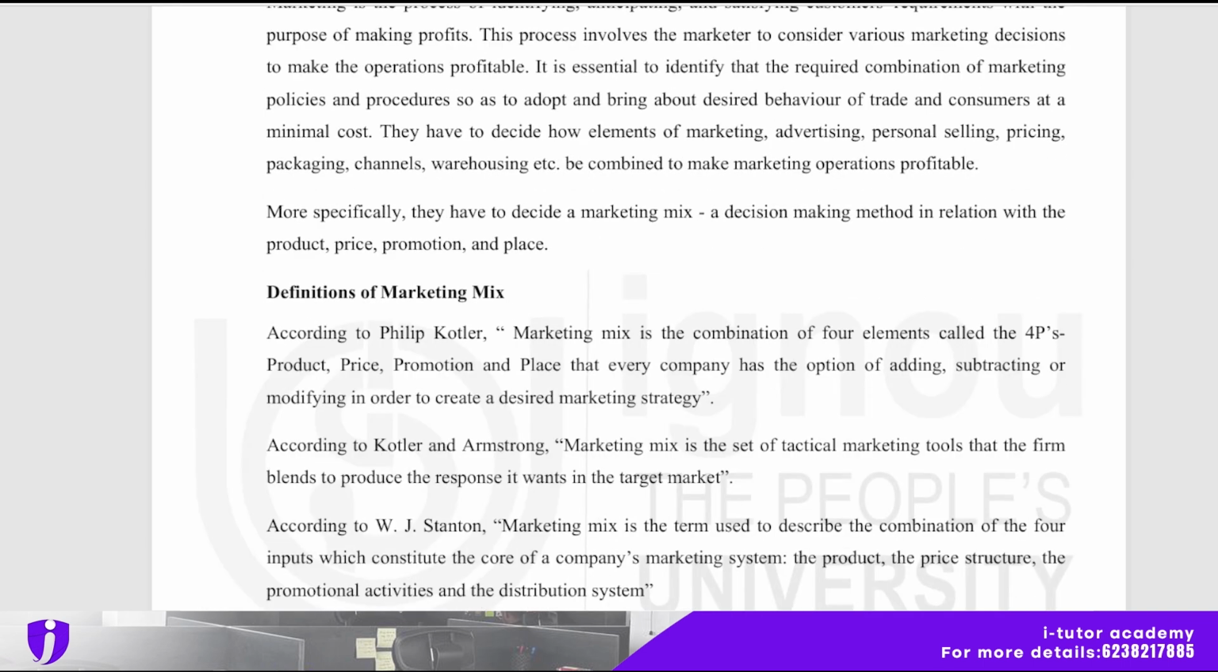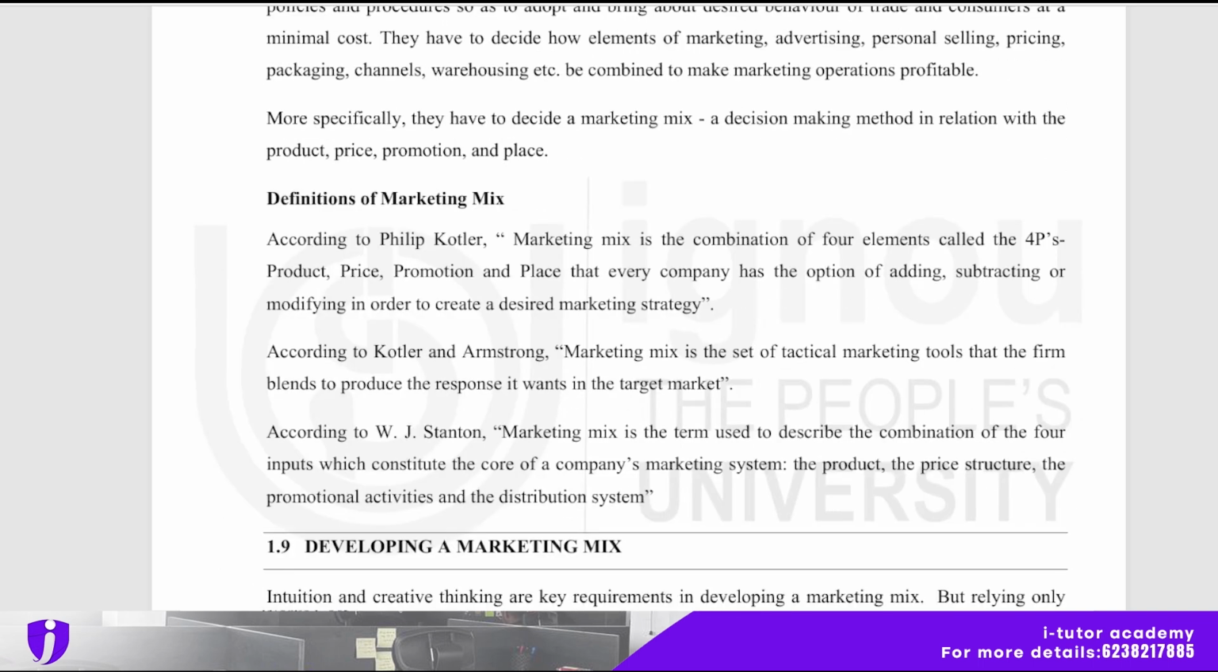More especially, they have to decide a marketing mix, a decision-making method in relation to the product, price, promotion and place. Definition of marketing mix. According to Philip Kotler, marketing mix is the combination of four elements called 4Ps, that is product, price, promotion and place, that every company has the option of adding, subtracting or modifying in order to create a desired marketing strategy.